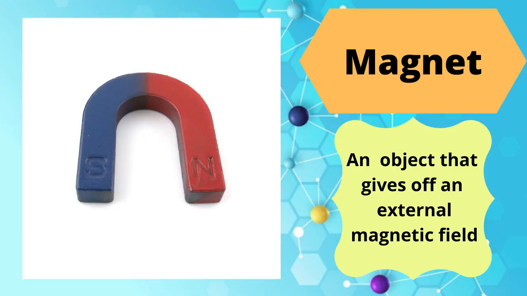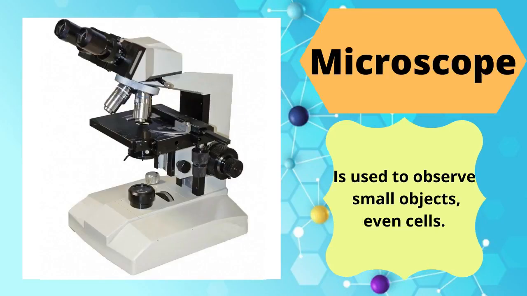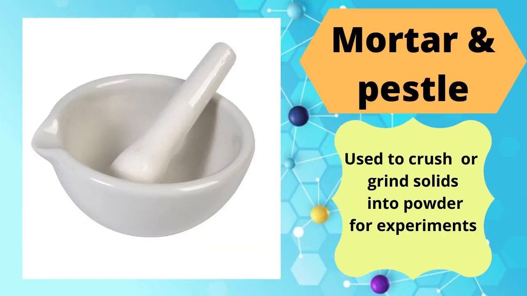Magnet, an object that gives off an external magnetic field. Magnifying glass, used to observe and make small objects look bigger. Microscope, it is used to observe small objects, even cells. Mortar and pestle, used to crush or grind solids into powder for experiments.